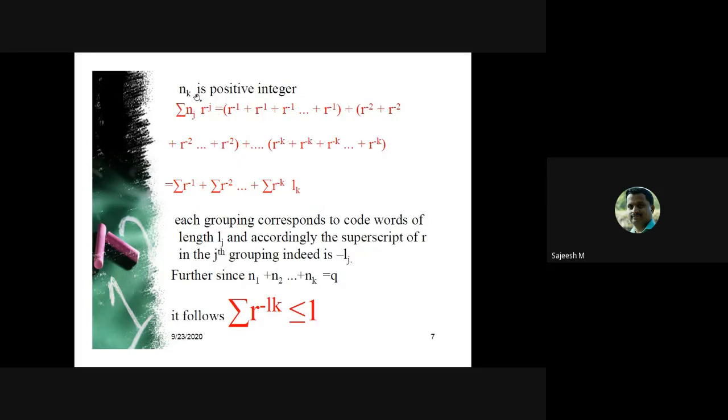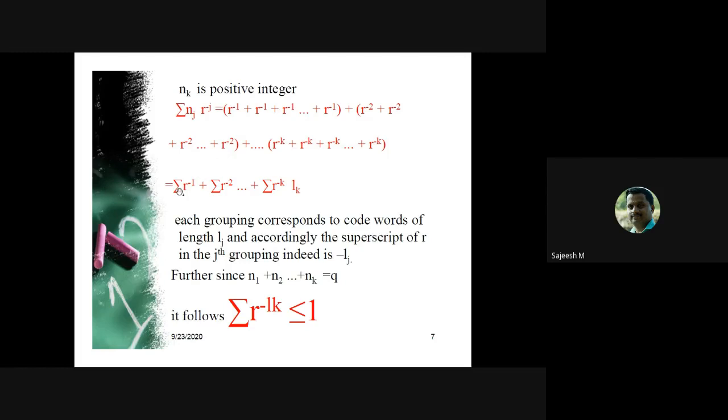Then, since nk is a positive integer, this sigma j equal to 1 to k nj r raised to minus j is equal to r raised to minus 1 plus r raised to minus 1 plus such terms, plus r raised to minus 2 plus r raised to minus 2 etc., plus r raised to minus k plus r raised to minus k etc. In this expression, the r raised to minus 1 term will appear n1 times, r raised to minus 2 will appear n2 times, r raised to minus 3 n3 times, r raised to minus 4 n4 times, and r raised to minus k nk times.